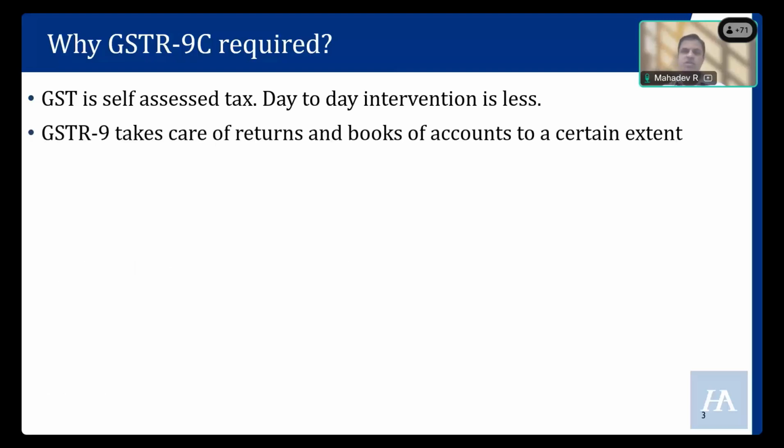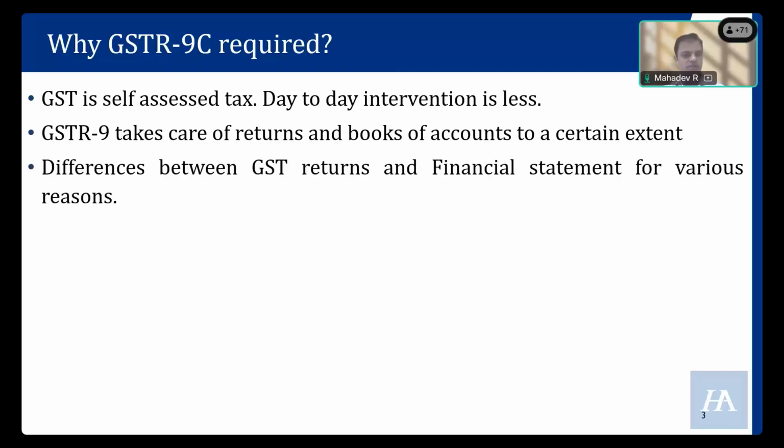What else? In GSTR 9, we know that if you have made any mistakes with respect to liability or credit disclosure, we can make those corrections. That is still possible. However, GSTR 9C is more of a reconciliation between your financial statements and GST returns, which is not taken care of in GSTR 9. Therefore, GSTR 9C is a second opportunity for the taxpayer to make a correction if it is not done in GSTR 9.